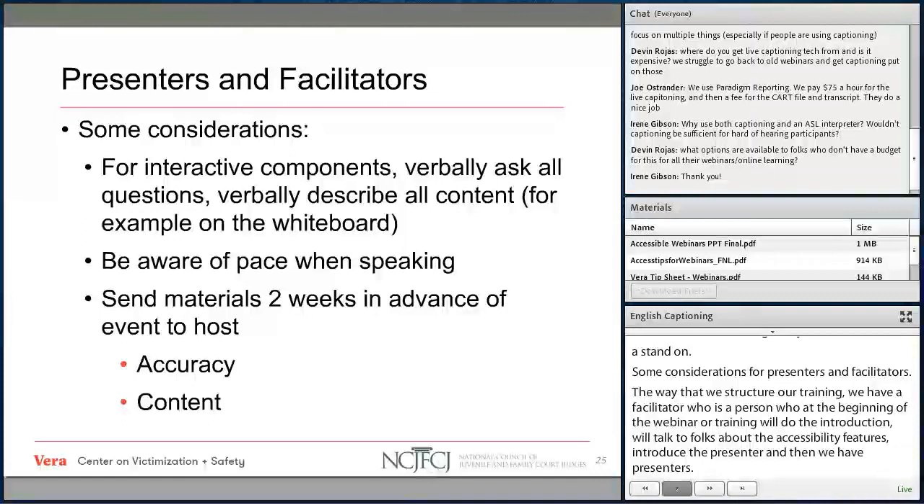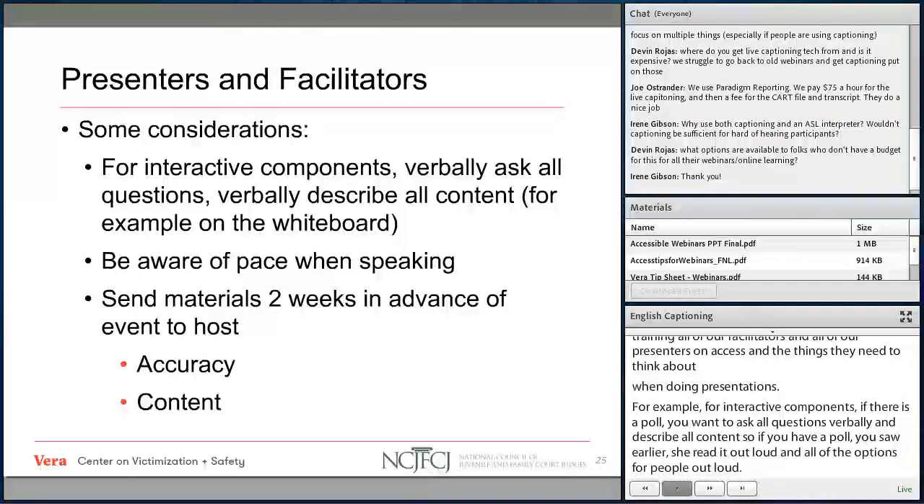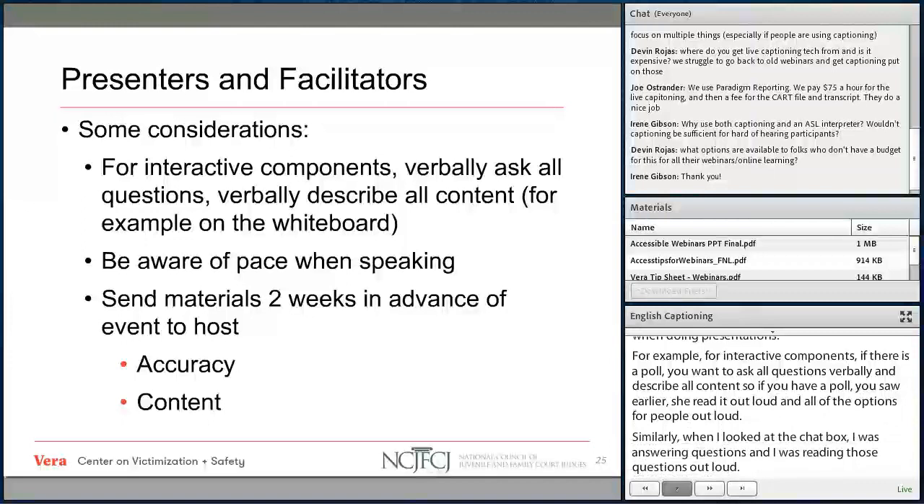So for example, for interactive components, if there's a poll, you want to verbally ask all questions and describe all content. You saw earlier that when Alicia did her poll, she read it out loud and read all of the options for people out loud. And similarly, when I was looking at the chat box and answering questions from the chat box, I was reading those questions out loud. That's just a way to ensure that everyone has equal access. For example, if their screen reader isn't reading the chat box, as Alicia said before, it might not always read the chat box, they're still able to be up to date on what's going on.